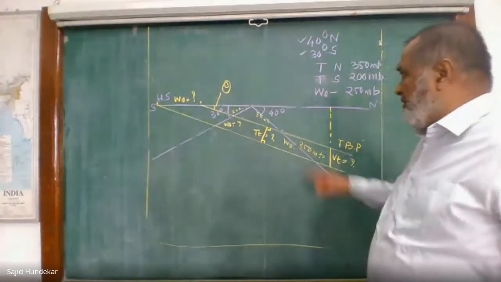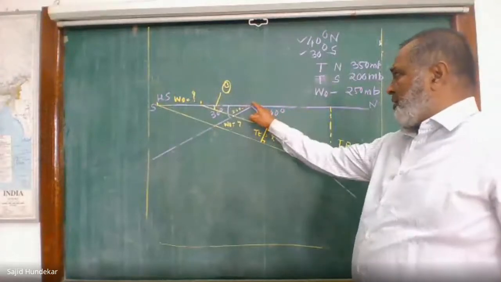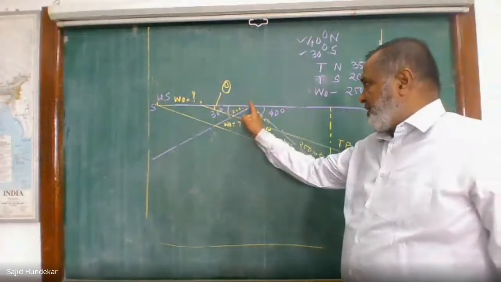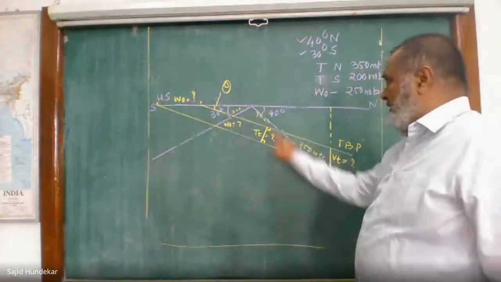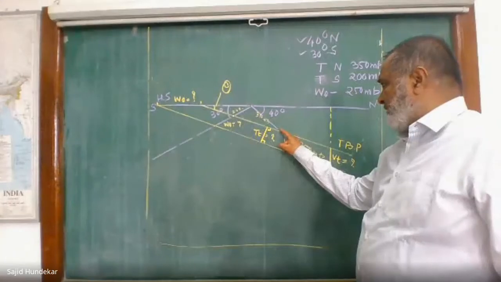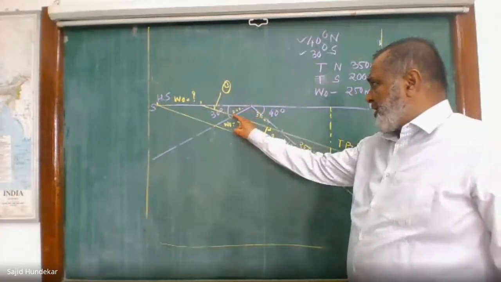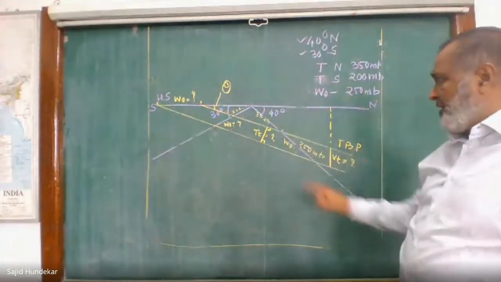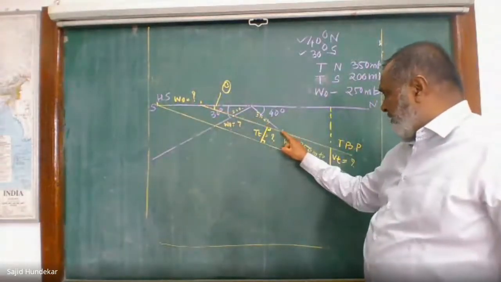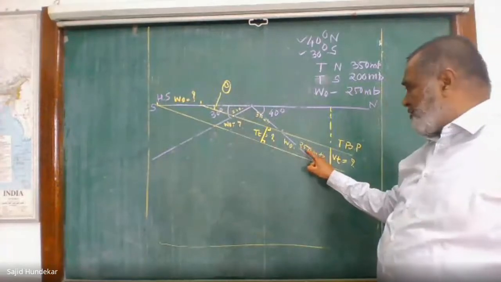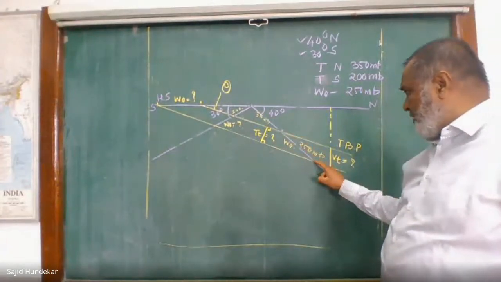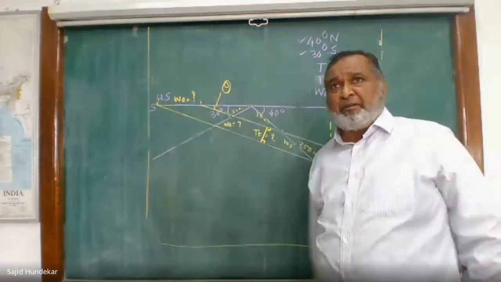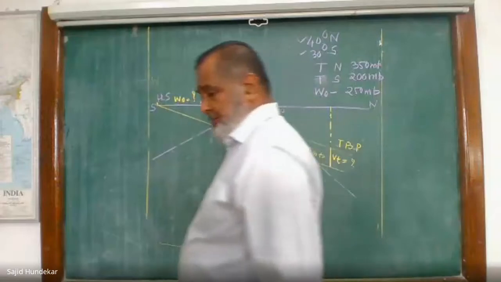First, simple. First draw the horizontal surface. From the center draw the 40 degree line, then the 30 degree line, and join these 2 points. From here it is 350, from here 200. Join these 2 points, extend up to here, and draw the line. From here we give the width of outcrop, 250, and draw a line parallel to this. Then we get all the answers.